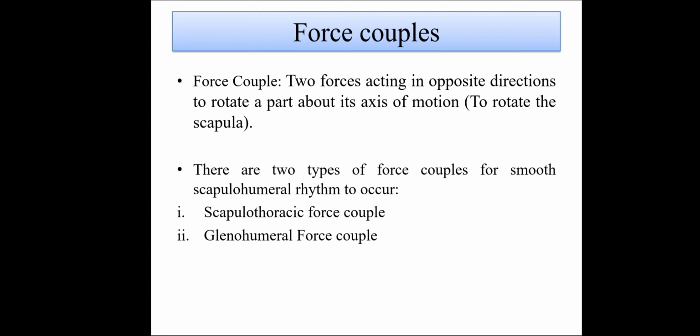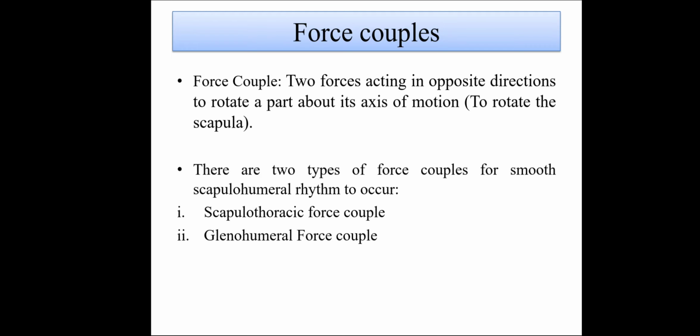So coming to the force couples. Basically, dealing with the shoulder complex, there are two force couples, that is your scapulothoracic force couples and glenohumeral force couples. Always remember, when we are talking about force couples at a particular joint, the muscles should act only at that joint. So when we are dealing with scapulothoracic, the muscles are related to the scapulothoracic joint, and when we are dealing with the glenohumeral joint, the muscles are related to your glenohumeral joint.